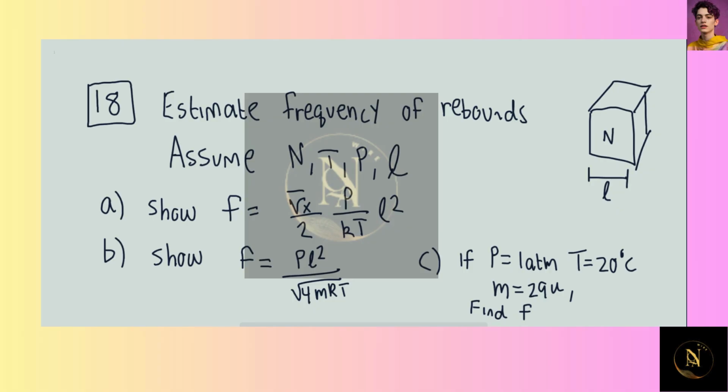Okay, in this problem we are looking at molecules rebounding off the walls of a container with length little l. We assume that we know the number of molecules in the container, and the gas in general has a temperature of T and a pressure of P.